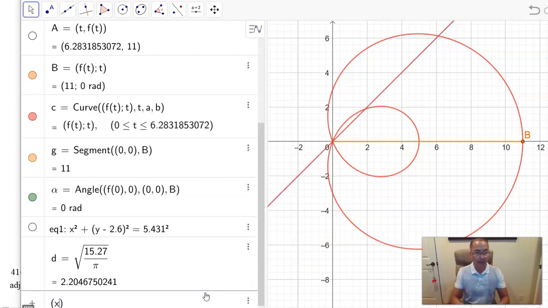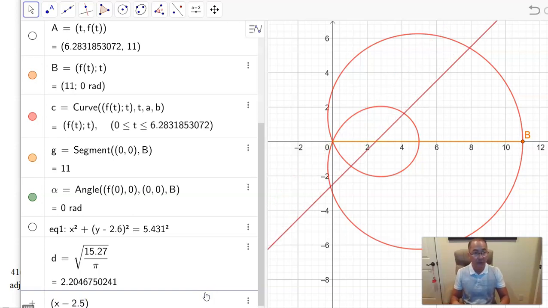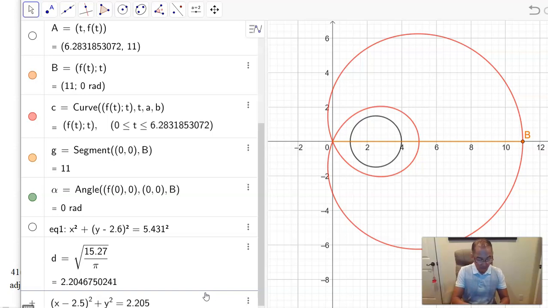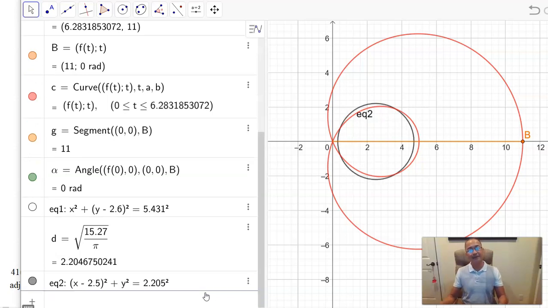Okay, so x minus 2.5 squared plus y squared equals 2.205 quantity squared. Oh, okay, there you go. Not too bad, don't you think? Okay, so again, some of the circle is sticking out and some of the limaçon, the inner loop, is sticking out. So I hope that convinces you that the answer that we got is correct.